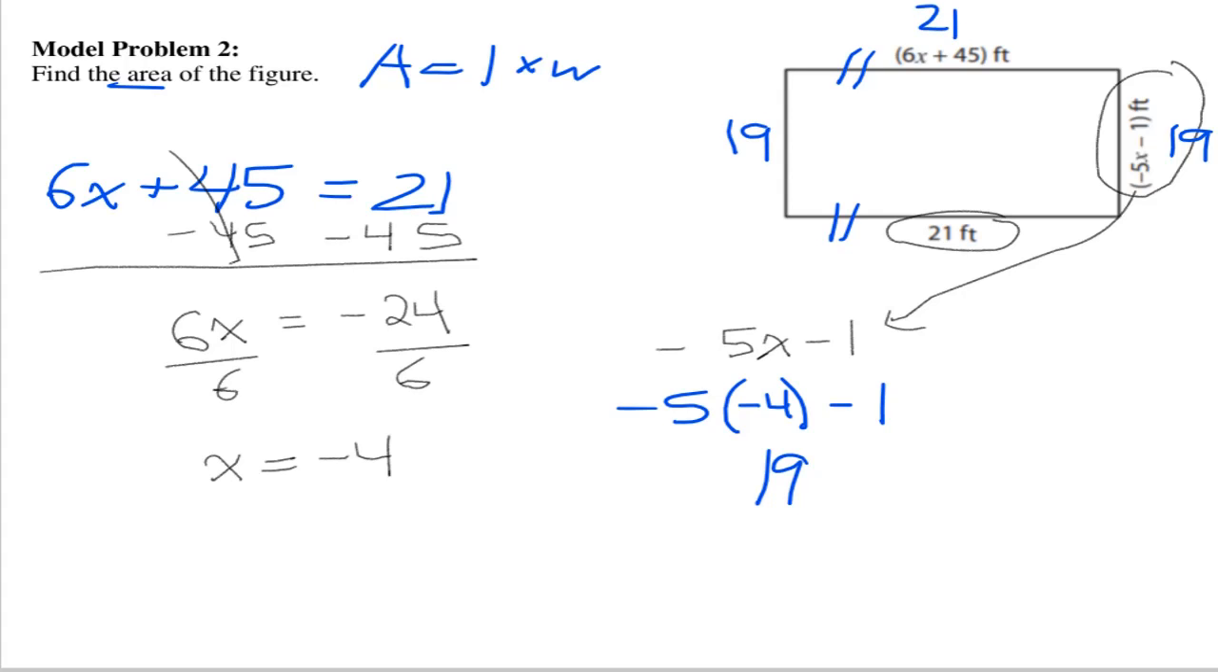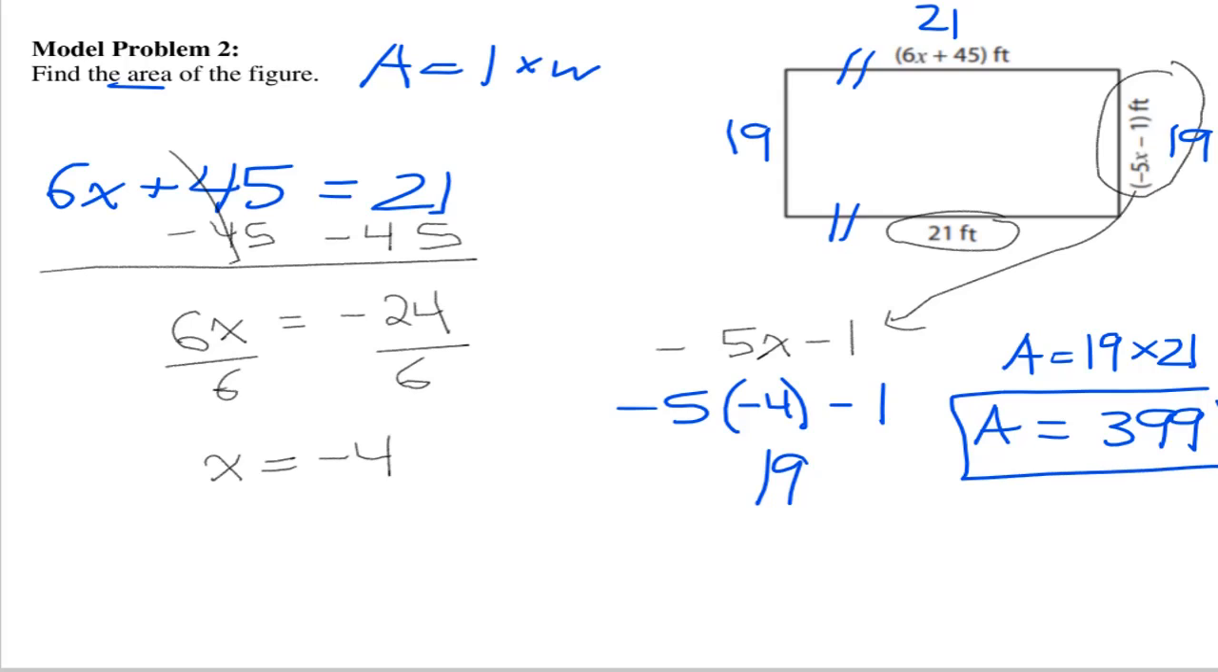So now when I find the area, I have to find the length times the width, and I get, final answer, 399. Again, if you wanted to label it, you could, but I would highly recommend not doing it for Regents exams. Even for class, I'm not going to ask you to label.